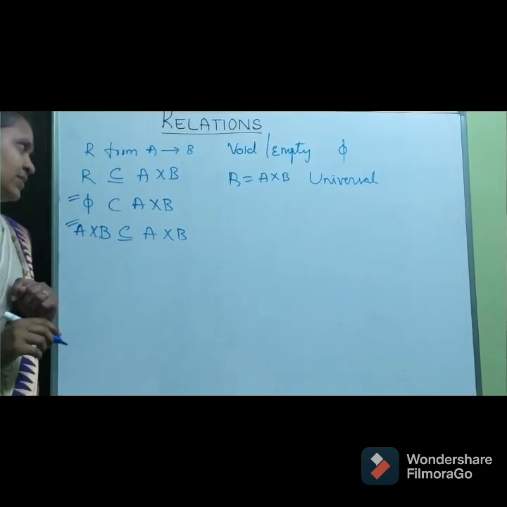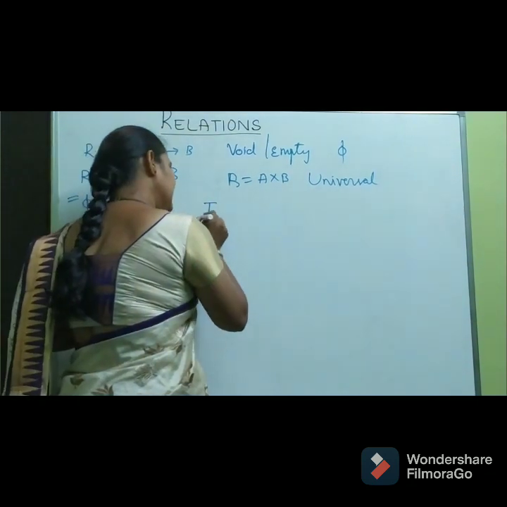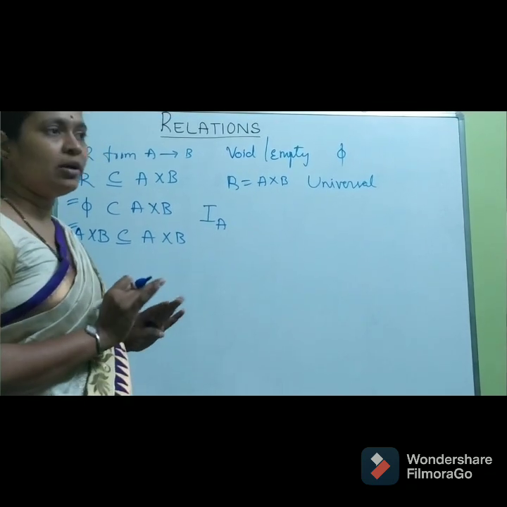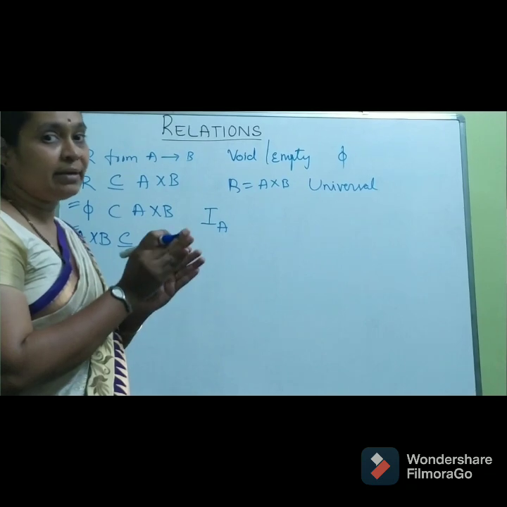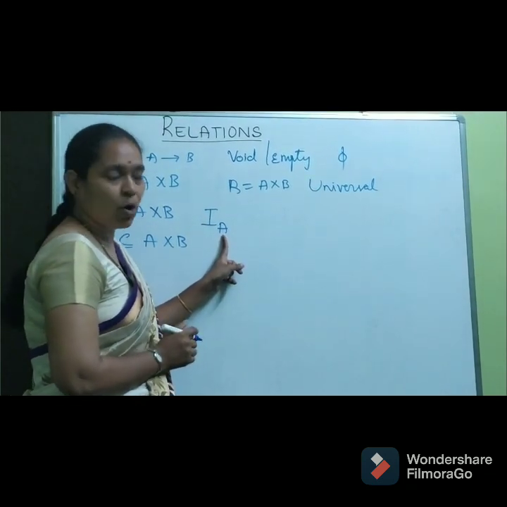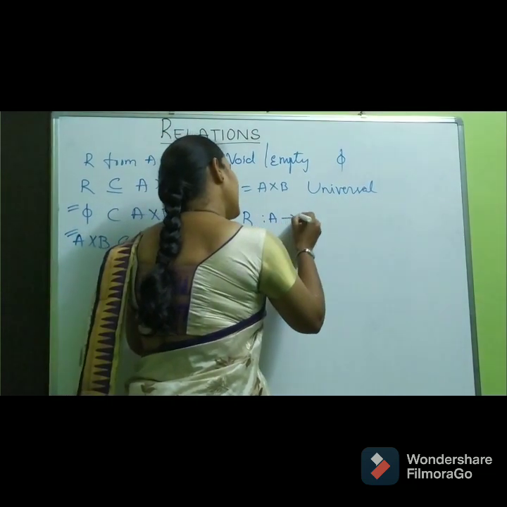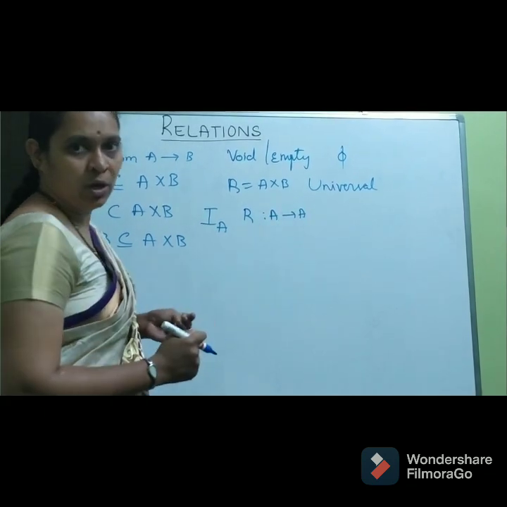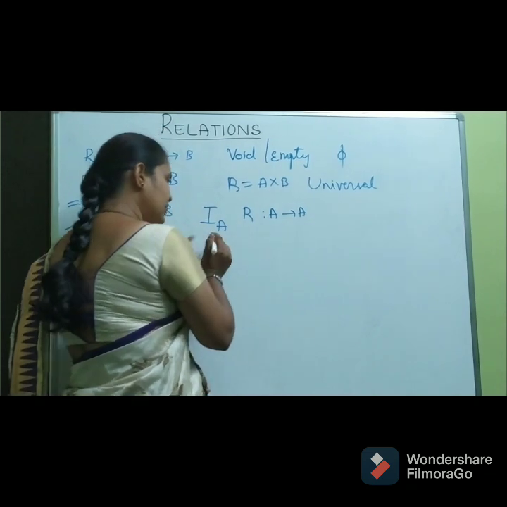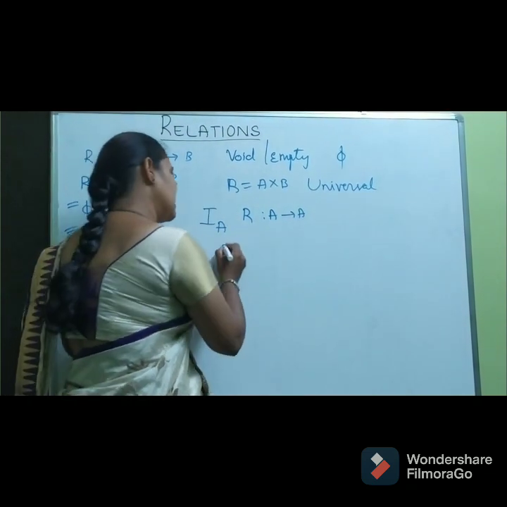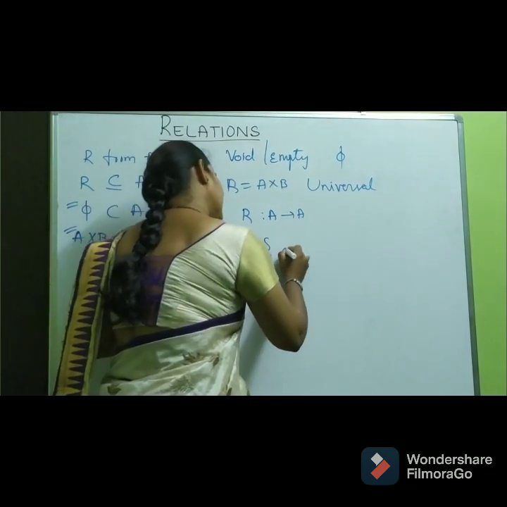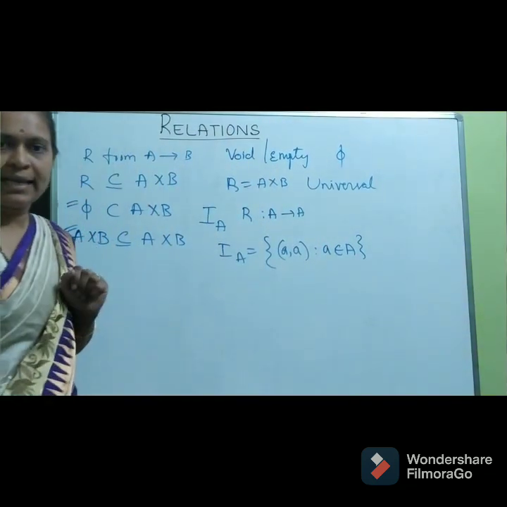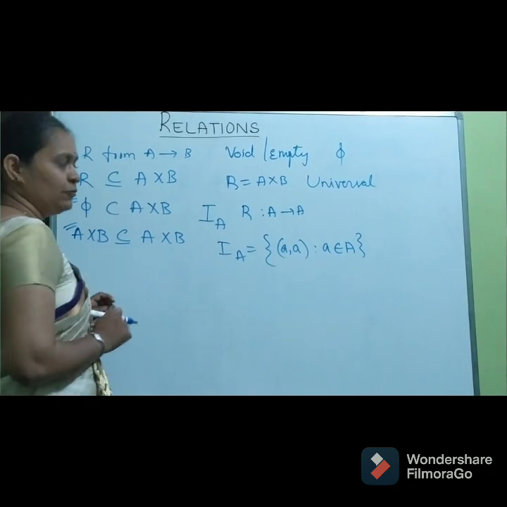One more very important relation is the identity relation on A. Here I am not using the words relation from A to B. I am saying identity on A, which means a relation from A to A. Domain is A, range is also A. So the identity relation on A is defined as (a, a) such that a belongs to A. I'll give examples for all this.